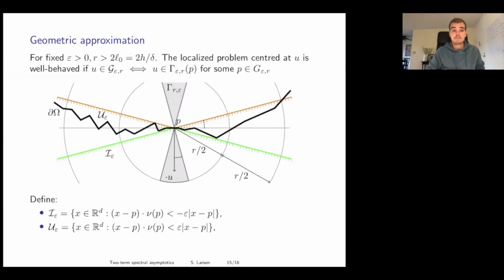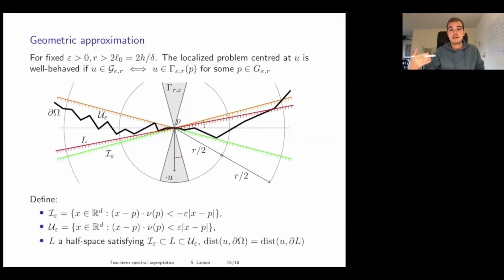And one final additional geometric structure. We find a half space which contains the inner approximation and is contained in this outer approximation U epsilon. In particular, it passes through P here. And we choose it in such a way that the distance from our point U to the boundary of this half space coincides with the distance of U to the boundary of our domain. I won't actually have time to go into why that's important, but that's the only way we specify this hyperplane. It has to do with integrating up all these local trace asymptotics: this choice makes it possible to use coarea type tricks to compute the various integrals that appear.